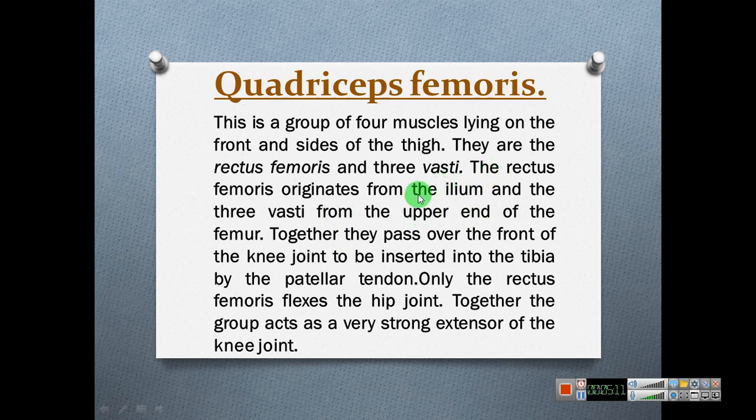Where does it originate? It originates from the ilium. Rectus femoris originates from the ilium and the three vasti from the upper end of the femur. Together they pass over the front of the knee joint to be inserted in the tibia by the patella tendon. Only the rectus femoris flexes the hip joint. Together the group acts as a very strong extensor of the knee joint.